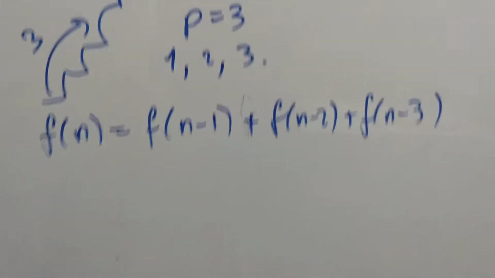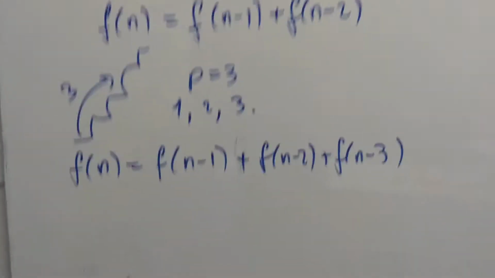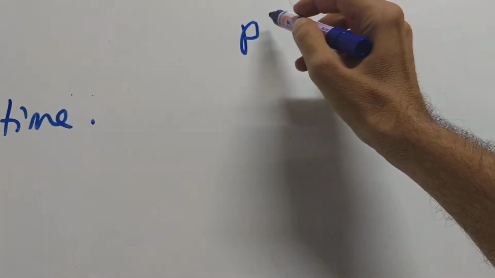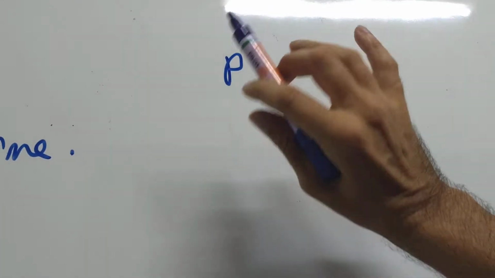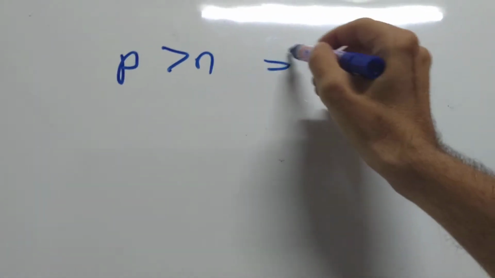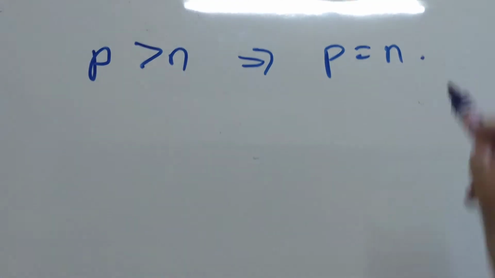Now, before we begin the final analysis, I need you to really understand the following point: if P, the number of steps that he's allowed to take in one move, is bigger than n, then this is the same thing as P equals n.